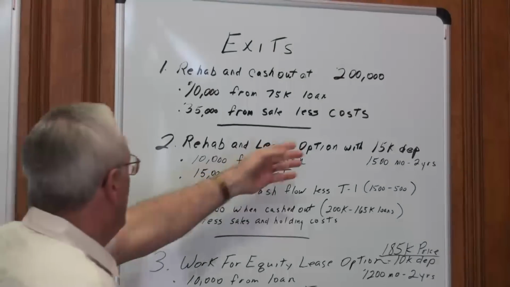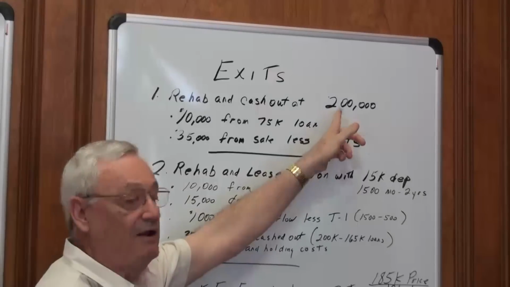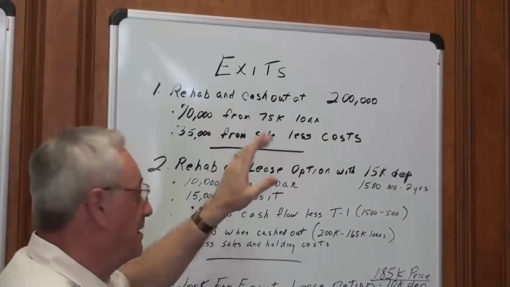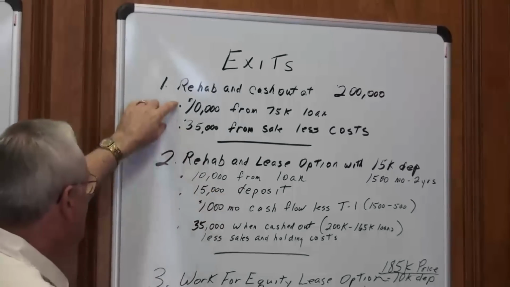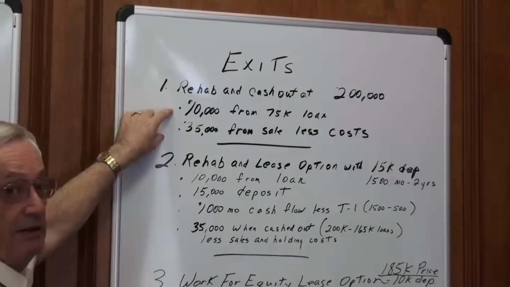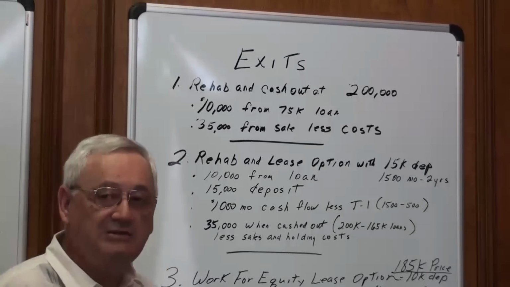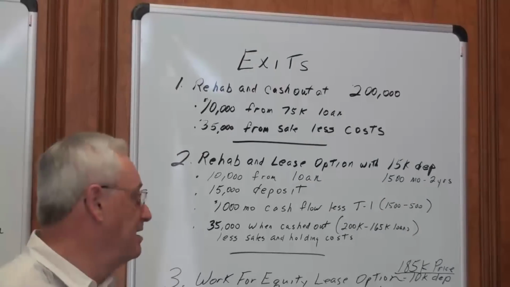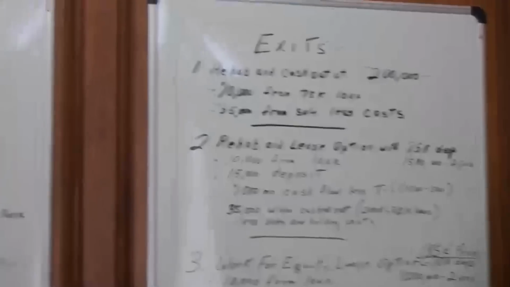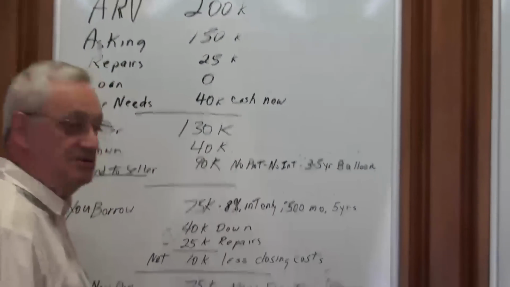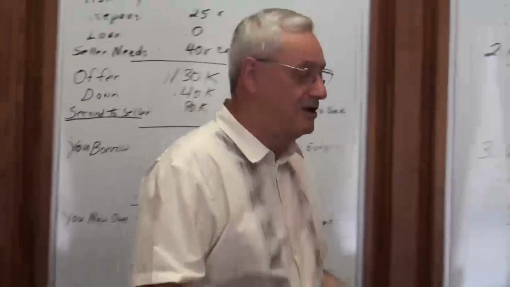I find that qualified buyer at $200,000, because remember, that was the ARV after repair, and I've already done the repairs. So let's look at my cash flow. I got $10,000 from the loan, and I got $35,000 minus closing costs when I'm cashed out, because I sold it for $200,000, and if you remember, I owe a total of $165,000 here, so I only get the difference. But again, that's minus closing costs and holding costs.